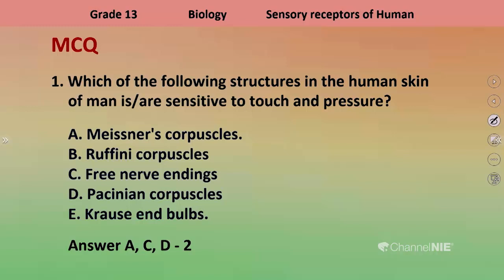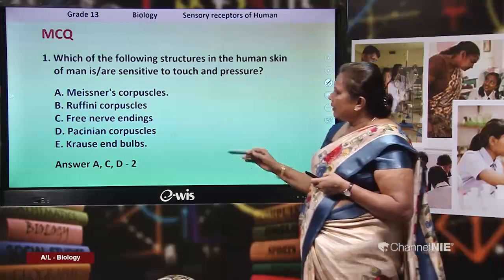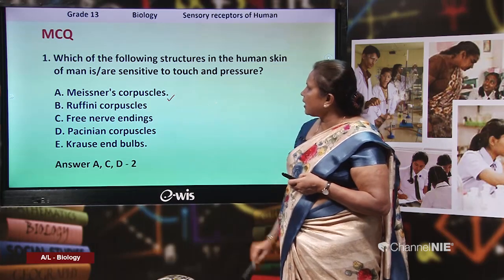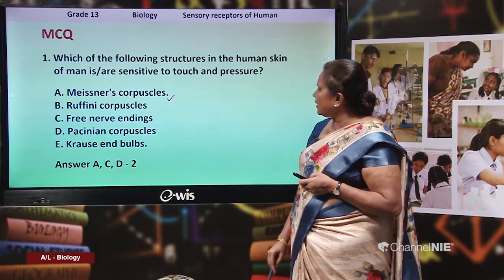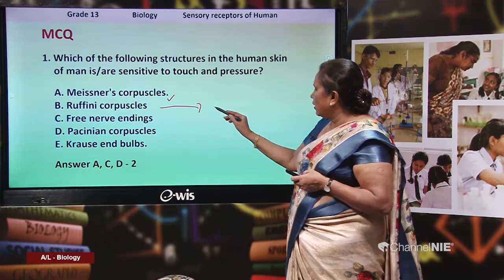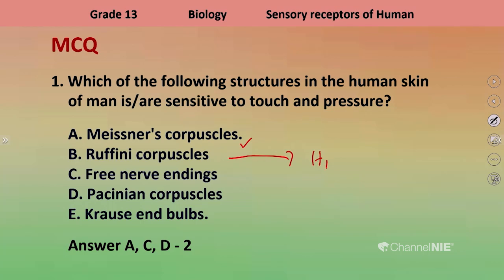Which of the following structures in the human skin are sensitive to touch and pressure? Sometimes there is one answer, sometimes more than one. If you go through the lesson properly, you can memorize that Meissner's corpuscles are important for touch and slight pressures. Ruffini corpuscles are for detecting high temperature.